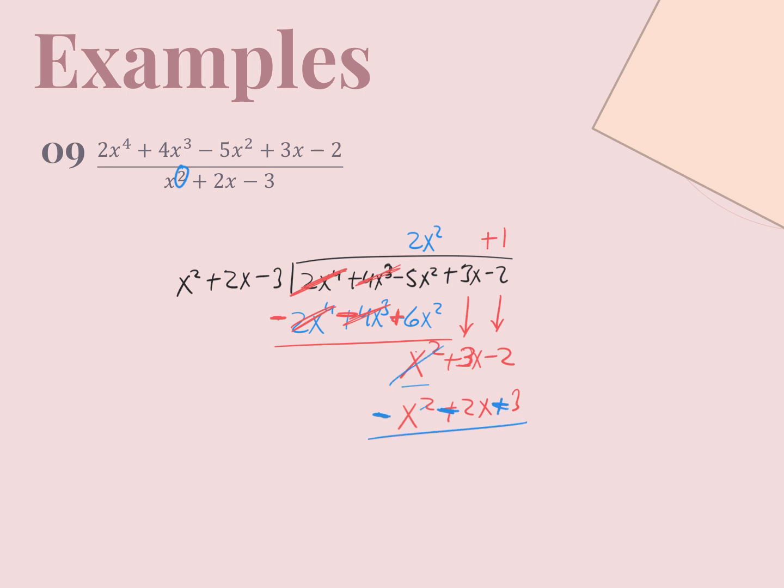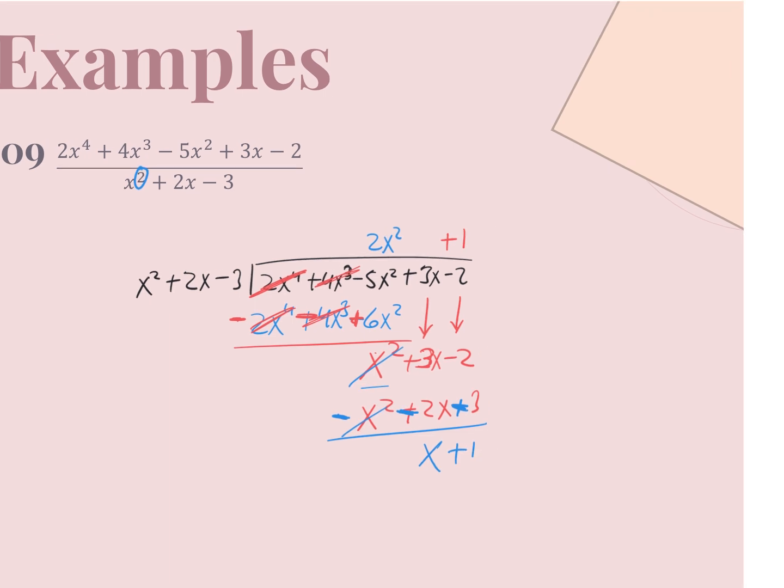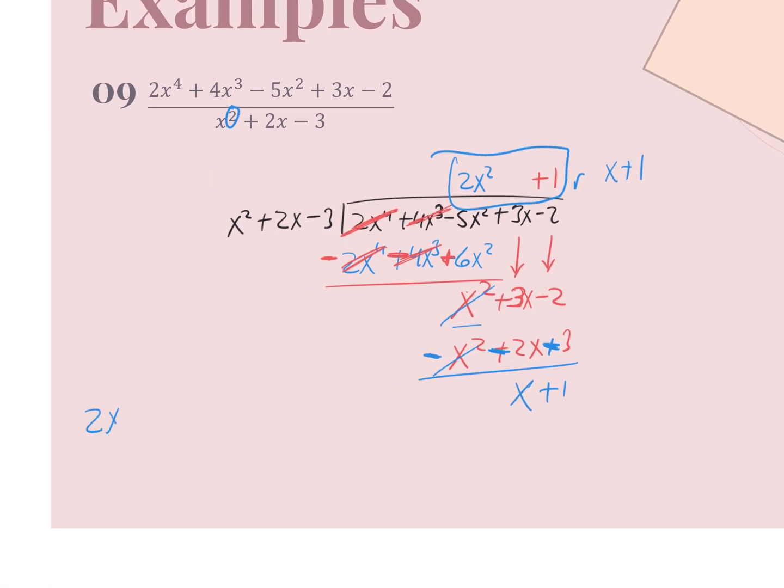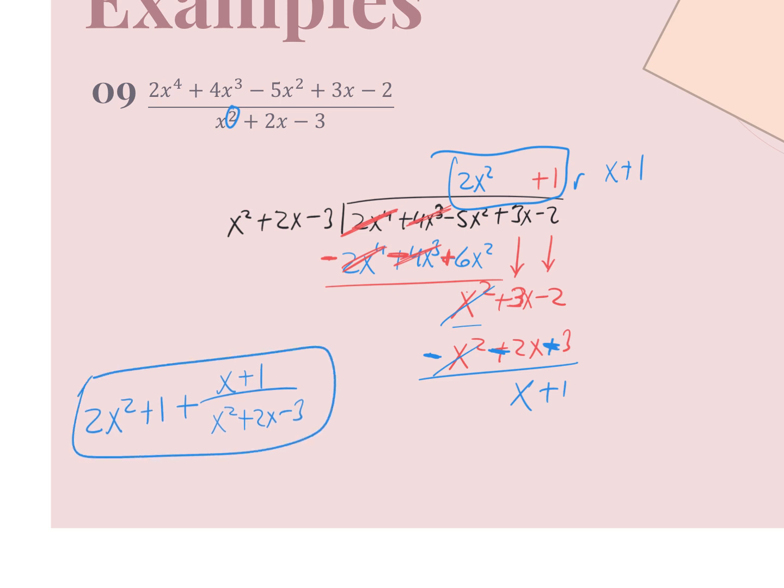And then that's going to cancel this out. 3x minus 2x is going to get you an x, and then -2 plus 3 is going to get you plus 1. So that means your remainder is x plus 1. So then this right here is your quotient. So I'm going to write my final answer as 2x squared plus 1, and then plus my remainder, which is x plus 1 over my divisor, which is x squared plus 2x minus 3. And then that would be your final answer.